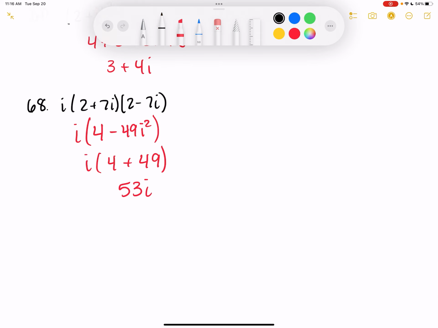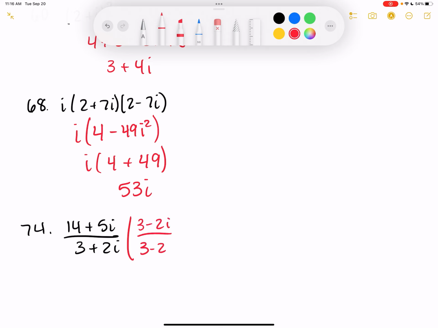So this is where we're going to need the complex conjugate, okay? So number 74: 14 plus 5i over 3 plus 2i. I don't know how to do this at all. All right, so what would the conjugate of the bottom be? 3 minus 2i, so we're going to multiply top and bottom by 3 minus 2i.